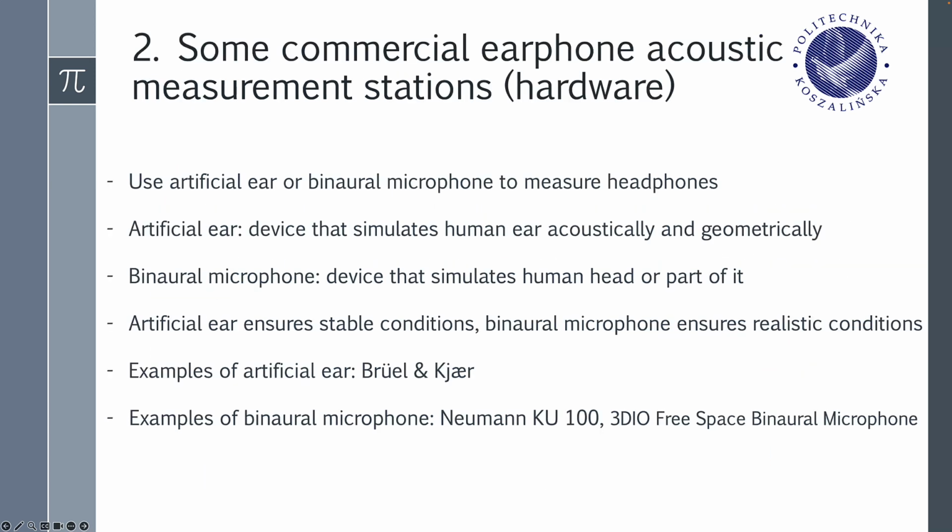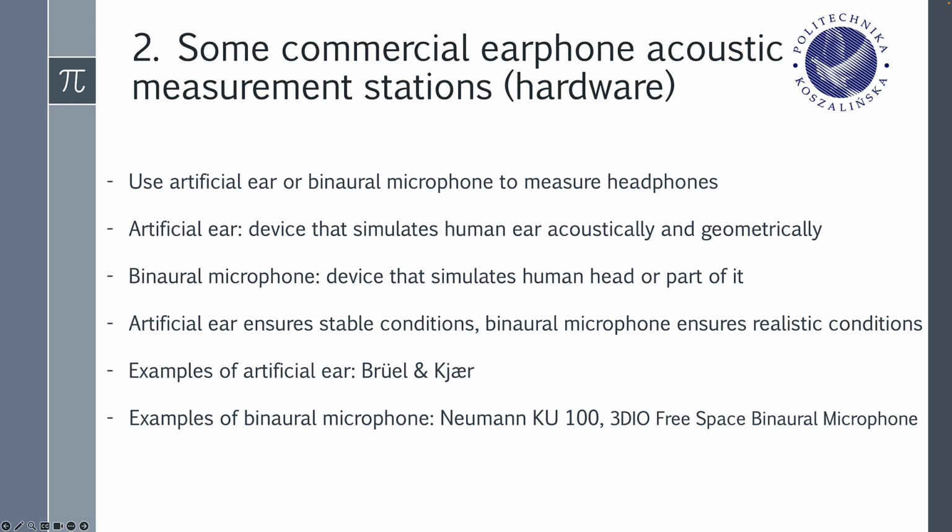Measurements of the headphones should be taken under conditions as close to in-use conditions as possible. Two typical methods of measuring headphones are the application of a so-called artificial ear and a binaural microphone in the form of a HATS, head and torso simulator, the head itself, or a head section of the auricle and ear canal area. One, the artificial ear.